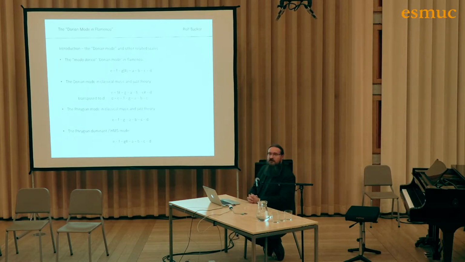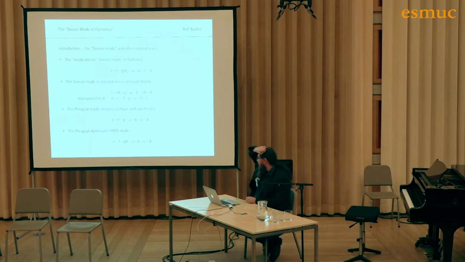This thing called modo dorico in flamenco is actually this scale which we have here transposed to E. So it's E, F, G, which might be natural or sharp, A, B, C, D. Okay, and at this point, most of you should react and say, "Well, this is not what I know to be Dorian." Where's the major sixth? Yeah, for example, where's the major second, and so on.